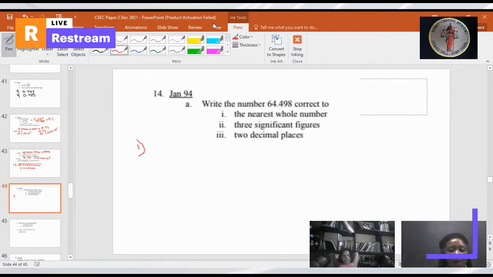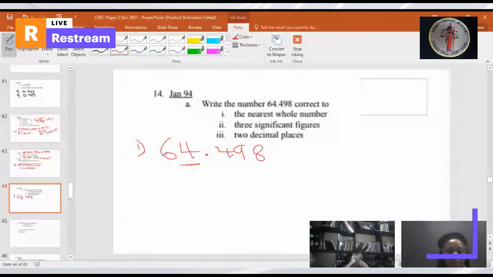It's 6 minutes before 8. So Amari, they want us to write this number, 64.498, correct to the nearest whole number. So let me write the number, 64.498. All right, correct to the nearest whole number. So we're rounding it up here. Would it be 64?